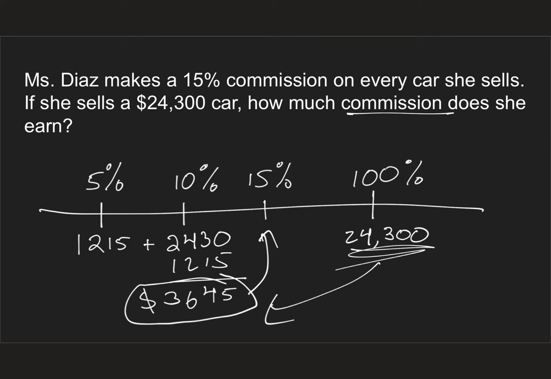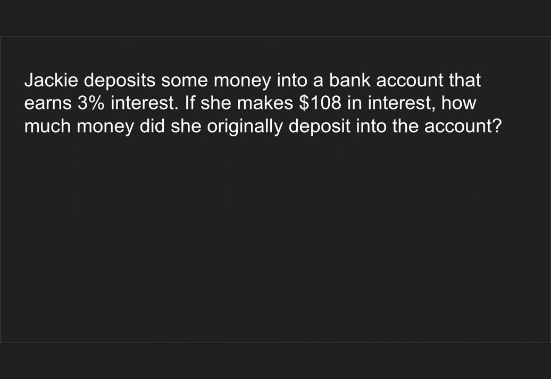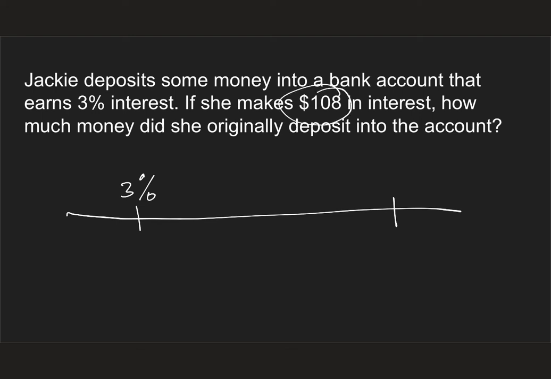Make sense? Yep. Jackie deposits some money into a bank account that earns 3% interest. If she makes $108 in interest, how much money did she put into the bank account? So do we know our 100%? What do we know? Well, she earns 3% interest and she makes $108. So is $108 the money she puts in the bank or is that the interest? That's the interest. So is that 100% or is that 3%? 3%. So that's 108 and we're looking for 100%.